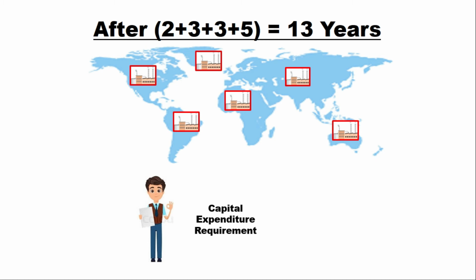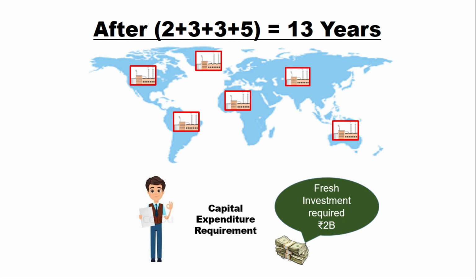This means the company needs to invest in market research to understand what people like in other countries. They need to invest in people and also work towards increasing the manufacturing capacities. Besides, they also need to invest in real estate space across the world. This time around, the capital expenditure requirement is huge, and the management estimates this at 2 billion.